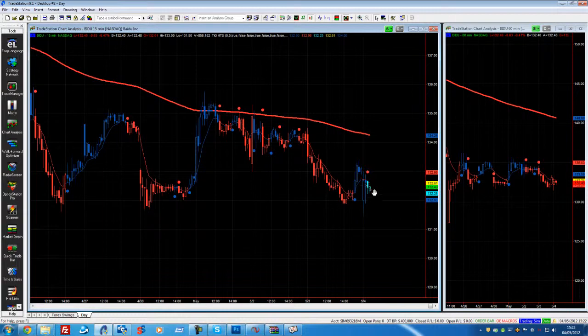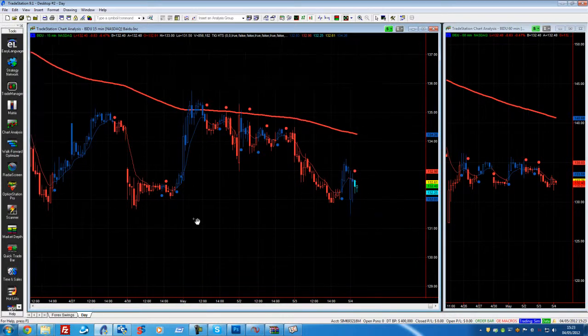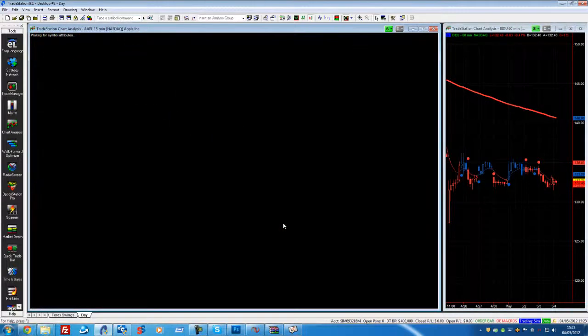As you can see, it's firing. We could just go along, enter this into our broker with this stop, which is our initial stop. So that's a high probability trade there. Let's move over to Apple.